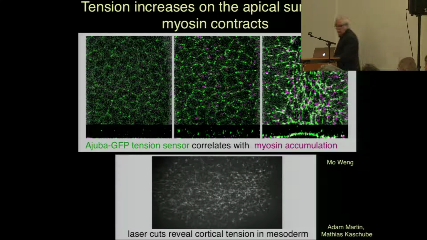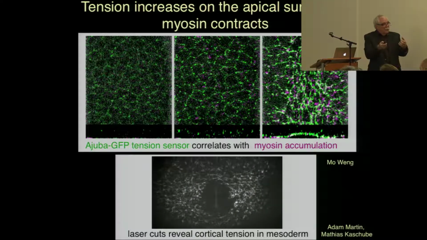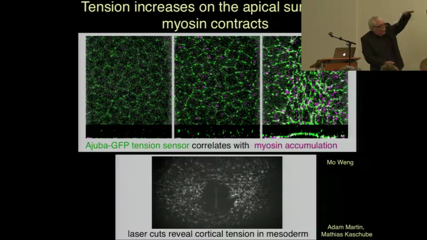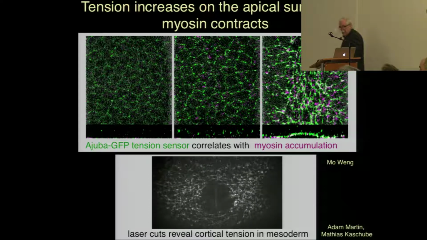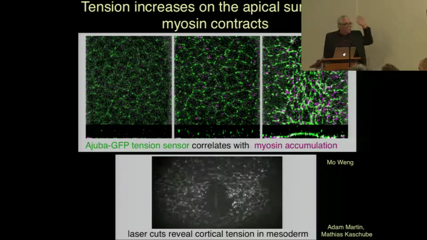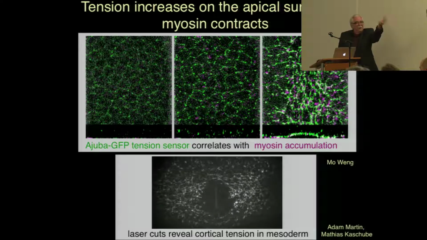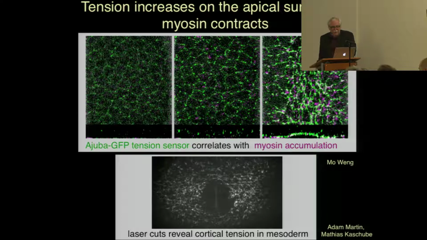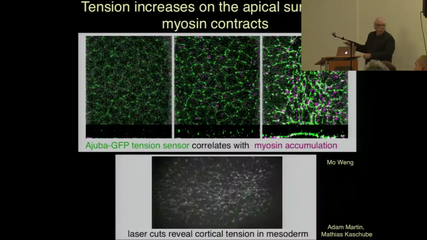We can also use laser ablations and cut the cells and measure this tension. So the idea is that what we've done is produce a network of tension on the surface of the cells. Now, that's all consistent with a simple mechanical understanding of what's happening here, that we're going to constrict the apices of these cells. What was remarkable in what Adam and Matthias saw was the second feature of this network that you can maybe pick up here in this movie.